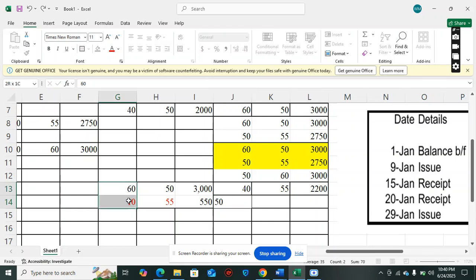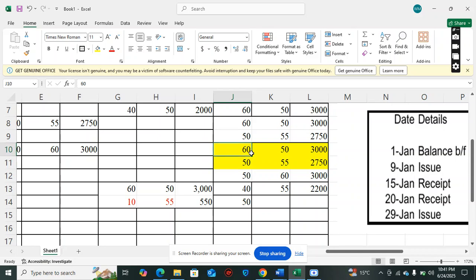Since we issued 70, since we removed from this first batch, that's why I've put it here. Then the remaining 10 come out from the second batch.